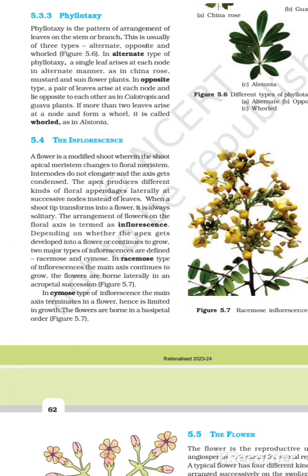Depending on whether the apex gets developed into a flower or continues to grow, two major types of inflorescence are defined: racemose and cymose. In the racemose type of inflorescence, the main axis continues to grow. The flowers are borne laterally in an acropetal succession. Figure 5.7. In the cymose type of inflorescence, the main axis terminates in a flower, hence is limited in growth. The flowers are borne in a basipetal order. Figure 5.7.